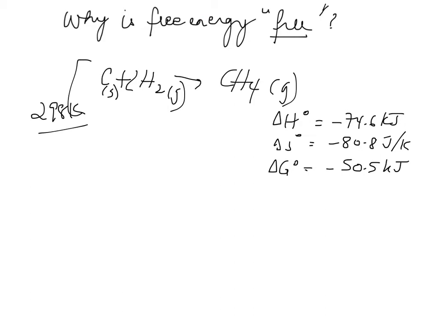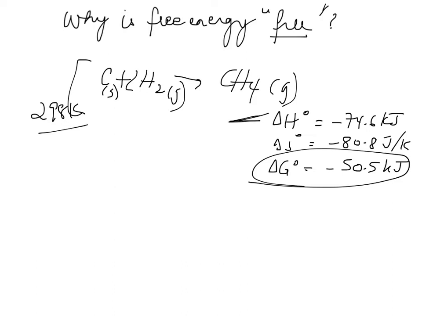The reaction is clearly exothermic. It gives off 74.6 kilojoules of heat energy. What that tells you is that even though what is given off is 74.6, only about 50.5 is available for useful work. Why would that be? Where did the rest of it go?